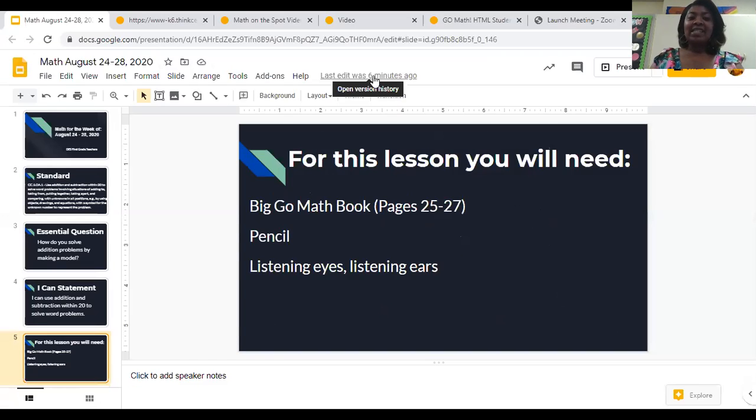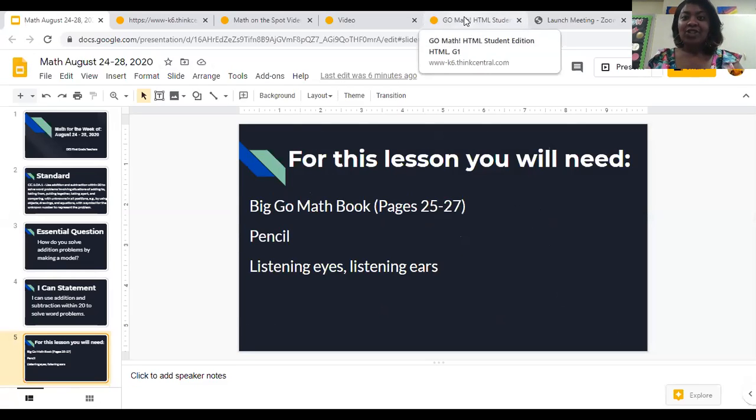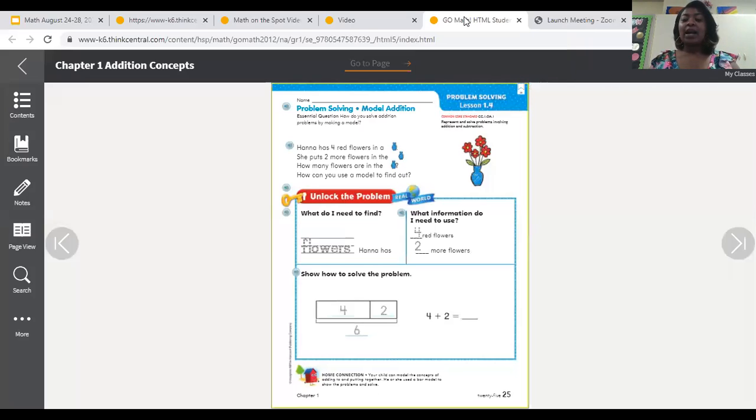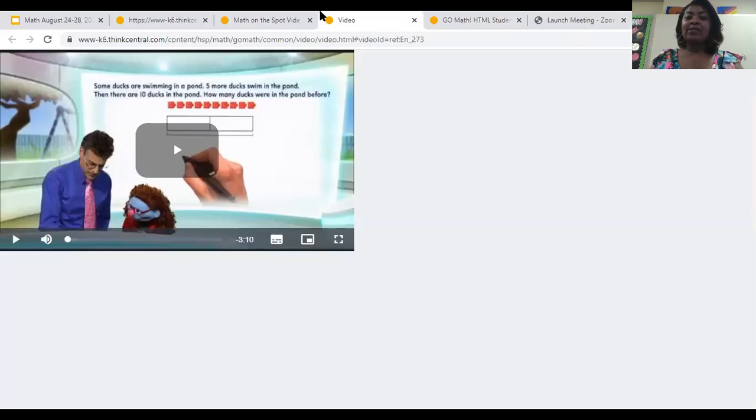All right, so I hope that you are on page 25 of your Big Go Math book. If not, you can pause the video to get there. And when you open up your Big Go Math book, this is what it's going to look like. The first thing that you're going to do, you're going to write your first name and your last name on your paper so we can get in that good habit of practicing doing that. And now we're going to watch our math on the spot video.